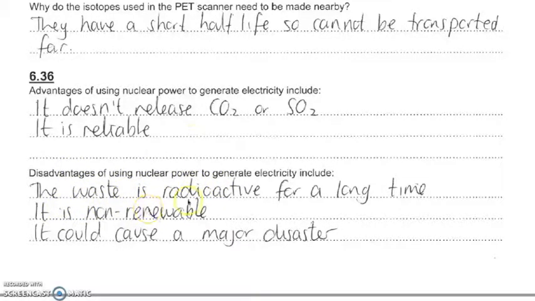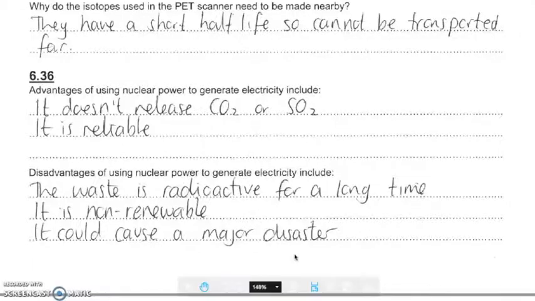Disadvantages are the waste is radioactive. It's got to be put in a specified area underneath the ground, but it is radioactive for a very, very long time. So if any human digs up that radioactive waste, he or she is going to be exposed and obviously possibly get cancer. It is non-renewable, so it will eventually be used up. And also, if things go wrong with the power station, we can get a nuclear breakdown and we can essentially cause a huge problem for the local environment if the radioactivity gets out.